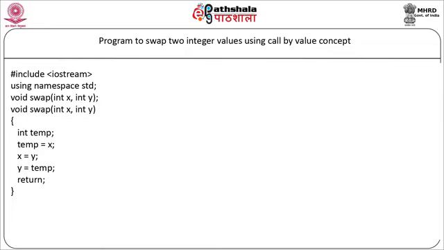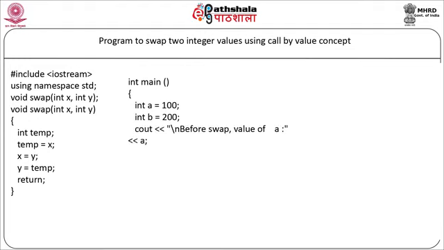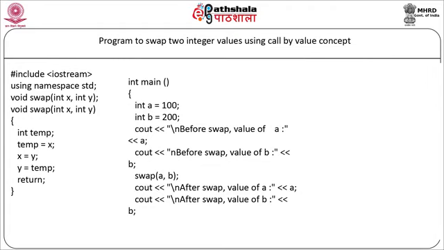Now let us start with our main program, int main. We will declare two variables, int a = 100, int b = 200. Now we will display the message on the screen as cout "before swap the value of a is" a, cout "before swap the value of b is" b. So a and b values will be displayed on the screen. Now we will call the swap function, swap(a, b), where the value of a will be copied to x and the value of b will be copied to y. After calling the function swap, we will display the message on the screen as cout "after swap the value of a is" a, cout "after swap the value of b is" b, return 0.